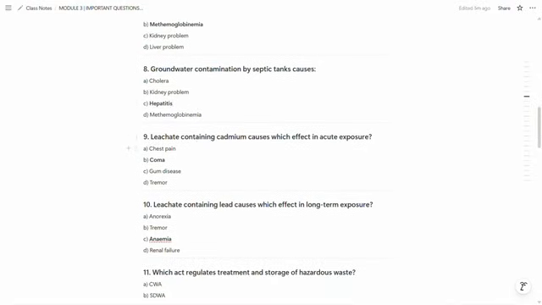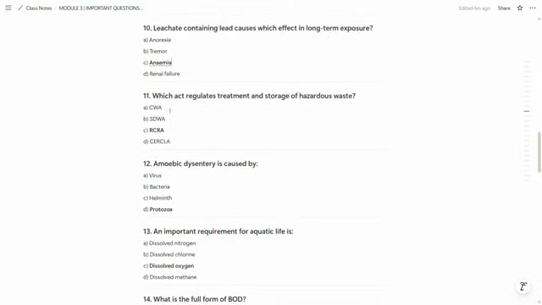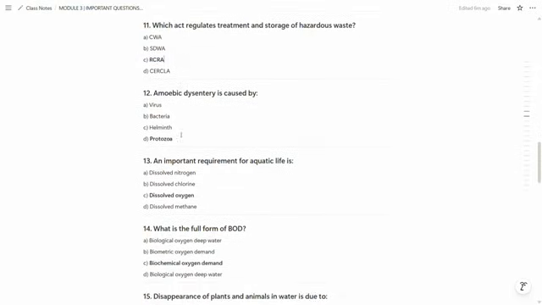So the ninth question is, leachate containing cadmium causes which effect in acute exposure? So B option is the correct answer, which is coma. Now the 10th question is, leachate containing lead causes which effect in long term exposure? So which is anemia. So C option is correct. Now which act regulates treatment and storage of hazardous waste? The RCRA is the correct answer. So C option is the correct one.